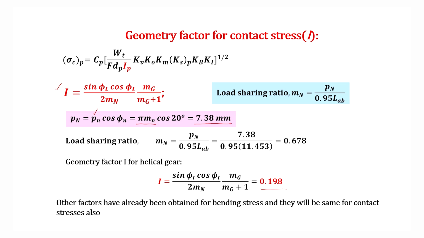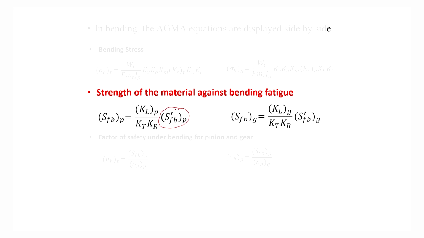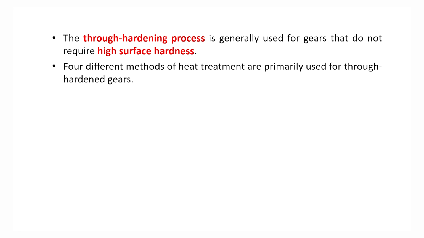And thus we have determined the bending stresses and contact stresses which will act on the pinion and the gear. Then comes the determination of strength of the material against bending. So, this we have to determine first, and this is determined from the AGMA materials data, and in the problem it is given that both pinion and gear are through hardened.